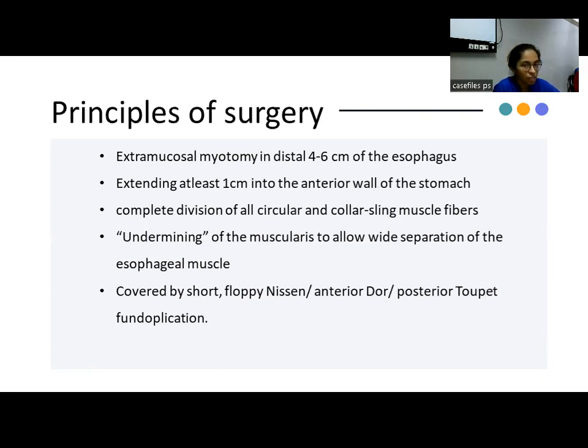Coming to the principles of the surgery, here we do the extramucosal myotomy in the distal part of the esophagus. At least 4 to 6 centimeter of the distal esophagus, the myotomy has to be performed, and it has to be extended at least 1 centimeter below the level of the lower esophageal sphincter into the anterior wall of the stomach. There should be a complete division of all the circular muscle and collar-sling muscle fibers. The undermining of the muscularis has to be done to allow wide separation of the esophageal muscle, and it has to be covered by either a short floppy Nissen, an anterior Dor, or a posterior Toupet fundoplication to avoid the reflux.